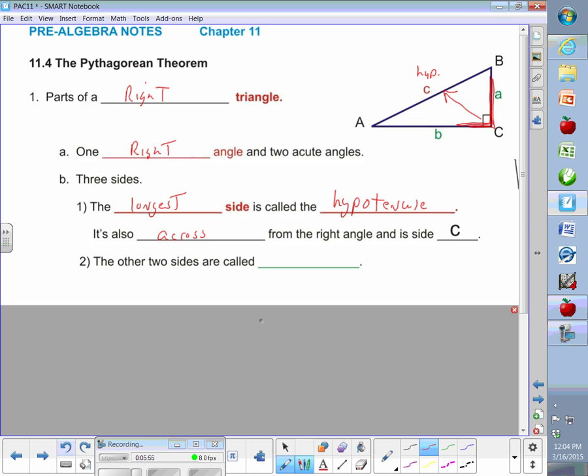It's the key to the formula. All right, and then third, I'm going to use my green here. The other two sides are called legs. You have two legs and a hypotenuse, or two ducks and a big fat hen, whichever you are privy to, all right?